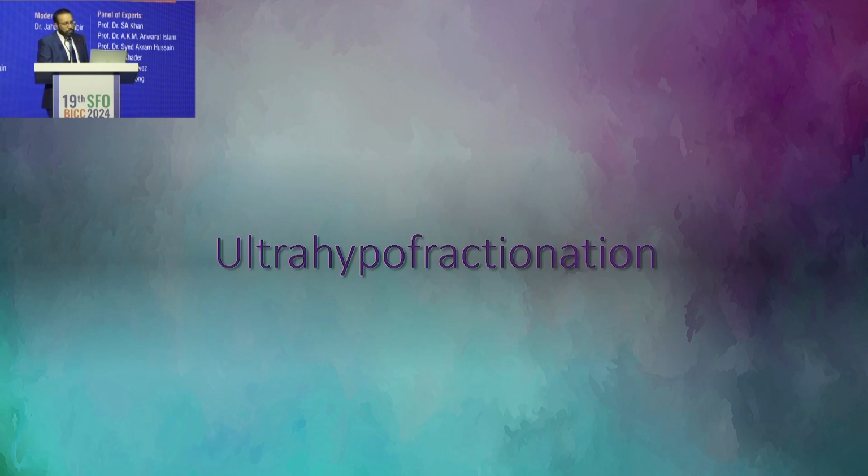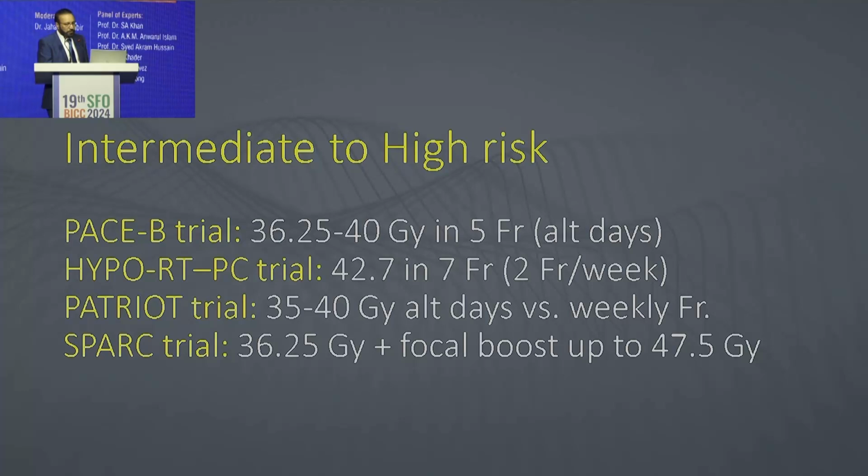Now coming to ultra hypofractionation, it is not new, now it's very commonly used. The PACE-B trial now published, so just to keep in mind that they were giving 36.25 Gray in 5 fractions on an alternate days basis. However, because it was an SBRT plan, the average dose to the CTV, which was the prostate gland, was 40 Gray in 5 fractions. They used alternate day fractions.